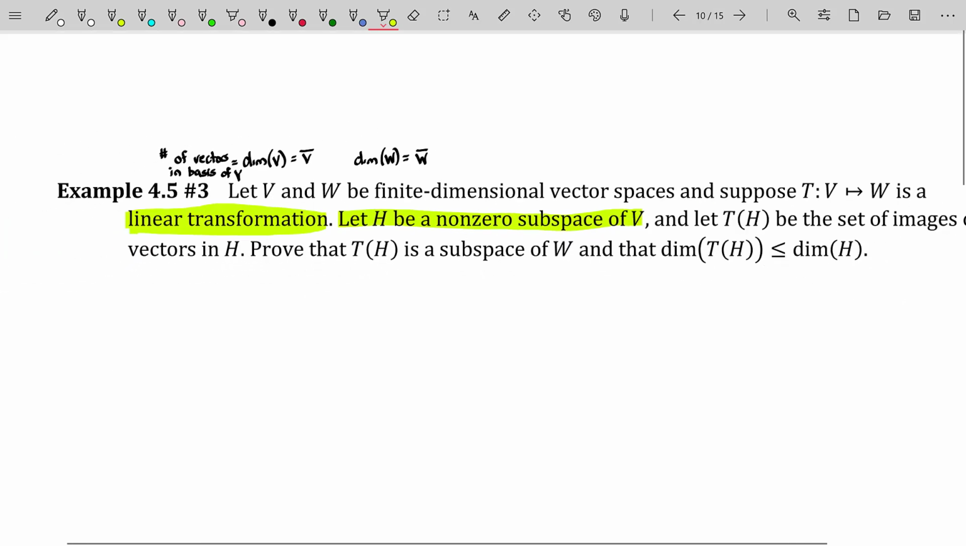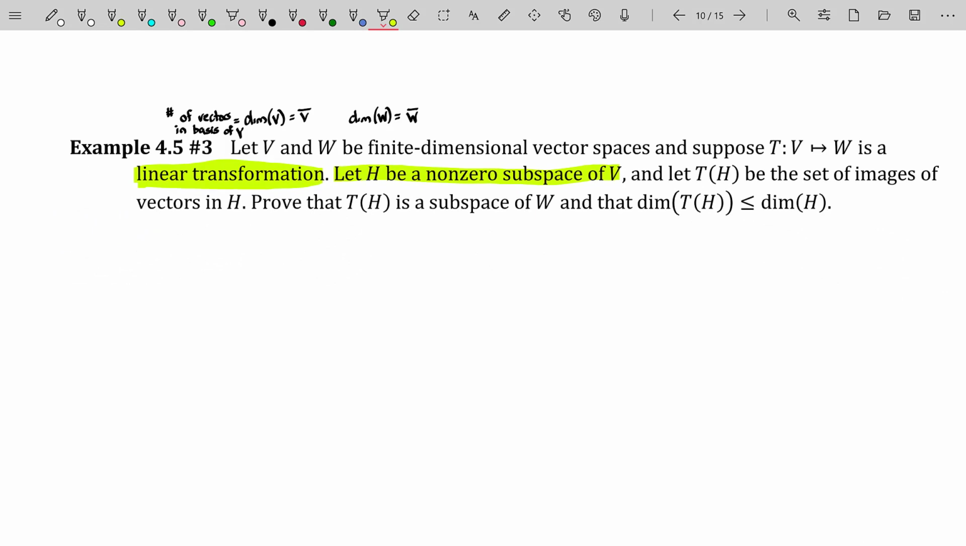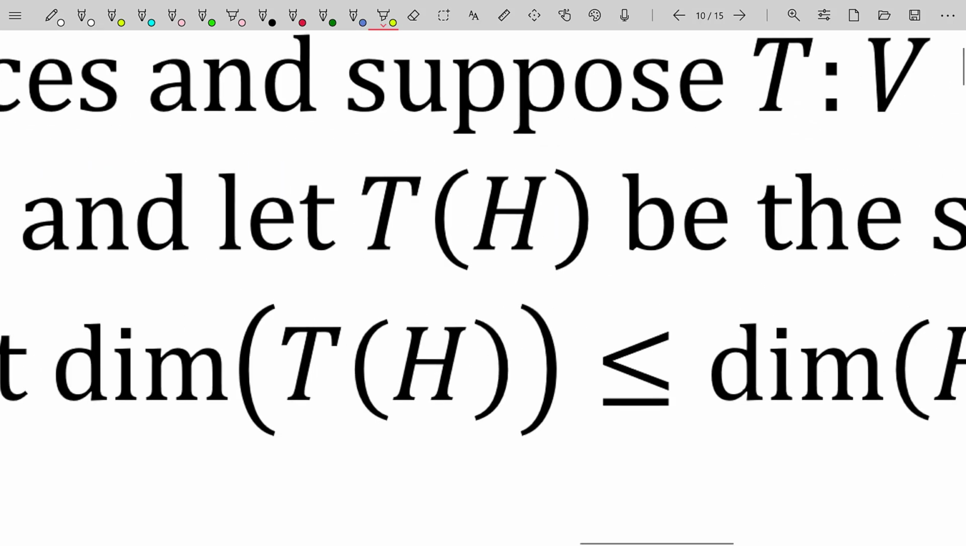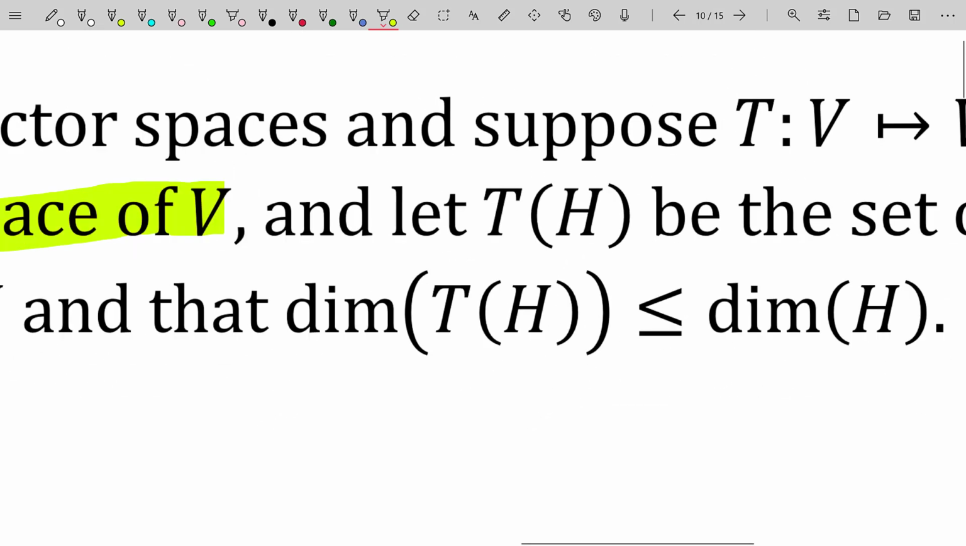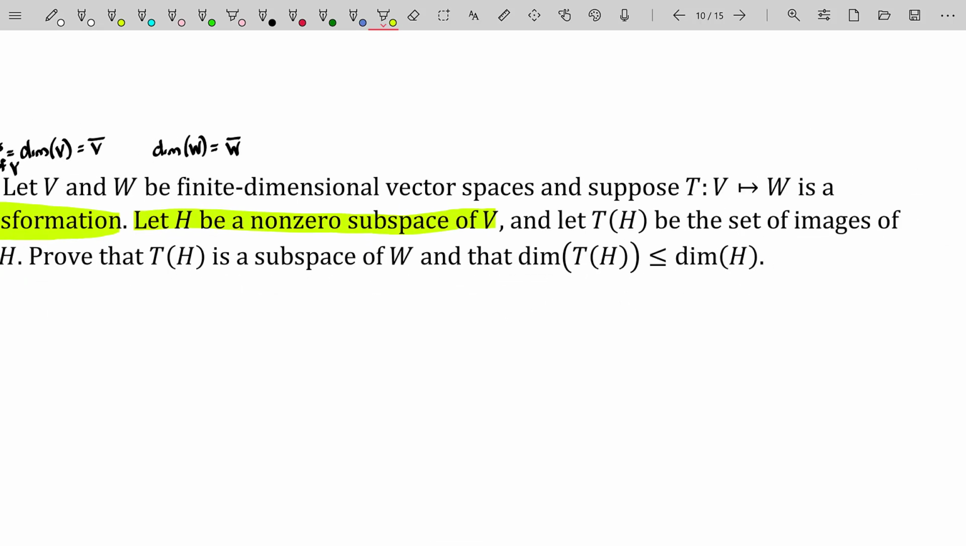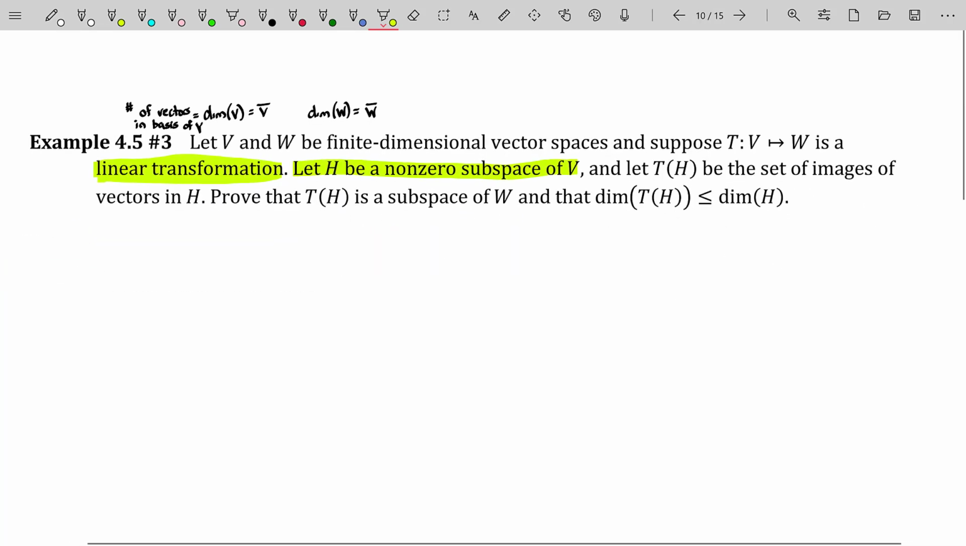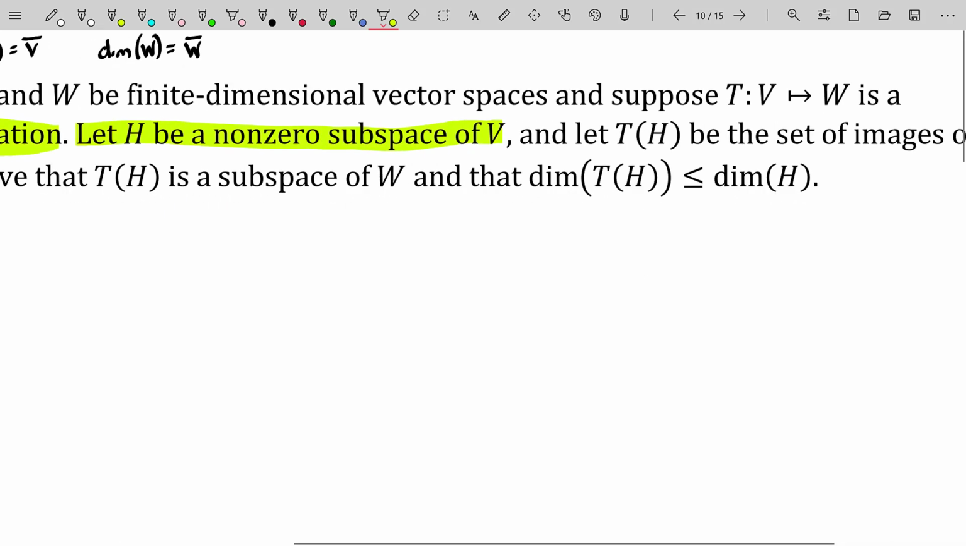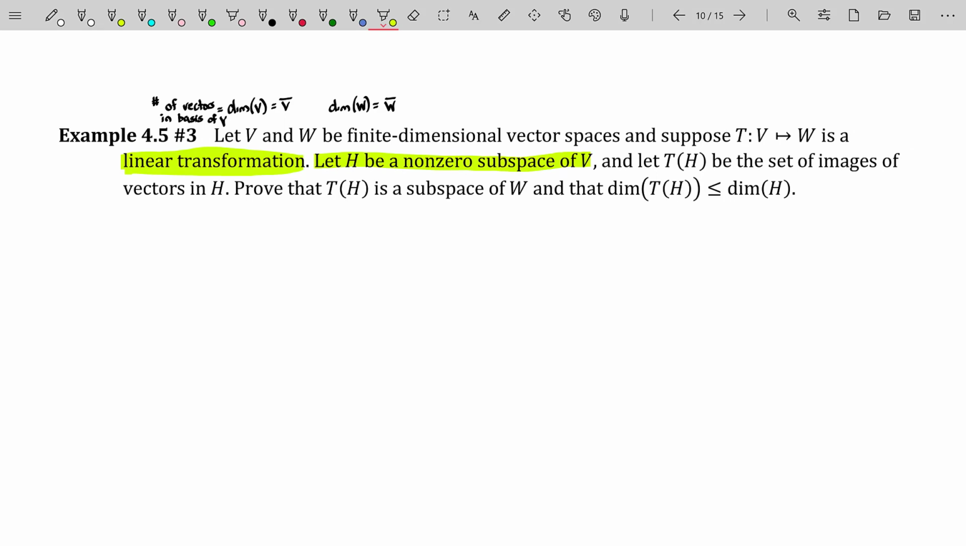And let the transformation of H be the set of images of vectors in H. That's just a quick kind of shorthand language. Normally, I would say take a vector X from H, then T of X is the transformation of the vector X. But we're shorthanding this and saying, T of capital H is shorthand for all the images of vectors in H that get transformed by T. Prove that T of H is a subspace of W, and that the dimension of the transformation of H is less than or equal to the dimension of H itself.